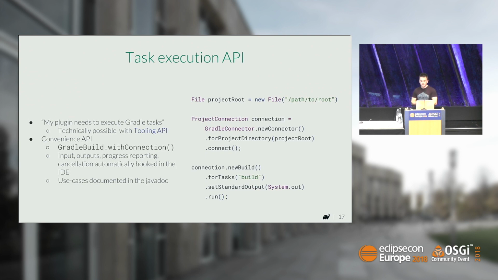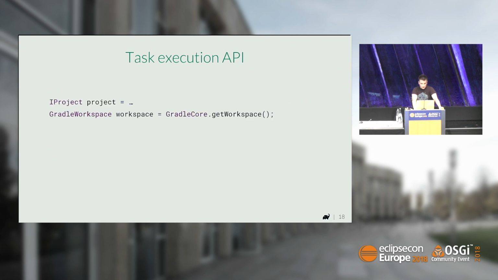You can actually do much more with this API because the Tooling API is capable of doing much more. For instance, listing the available tasks, you can load custom models, and you can inject a custom script into your builds. I don't want to go into details, but we added a detailed Javadoc to this method so that you can actually implement it very easily. Yeah, just check out the documentation. We have pretty good examples there.